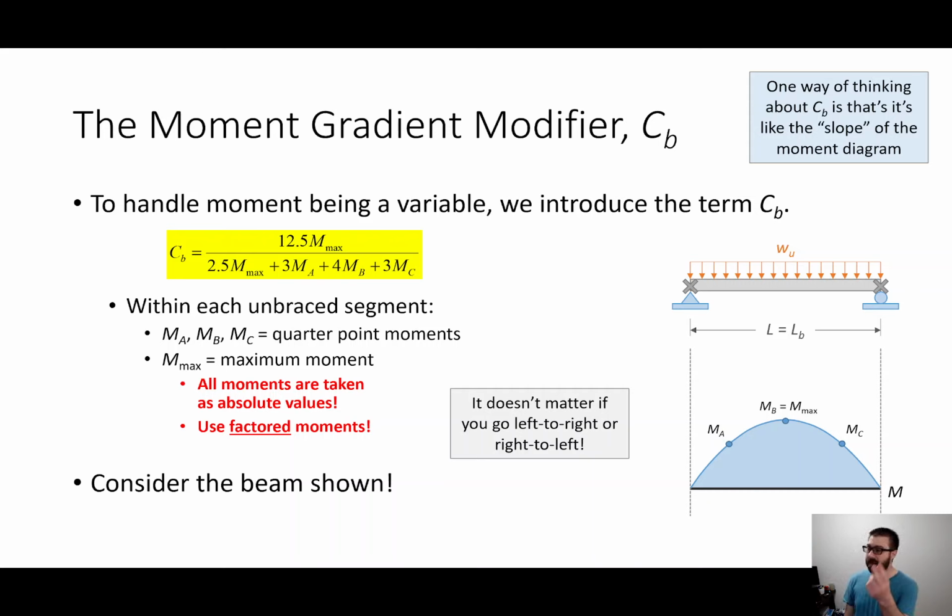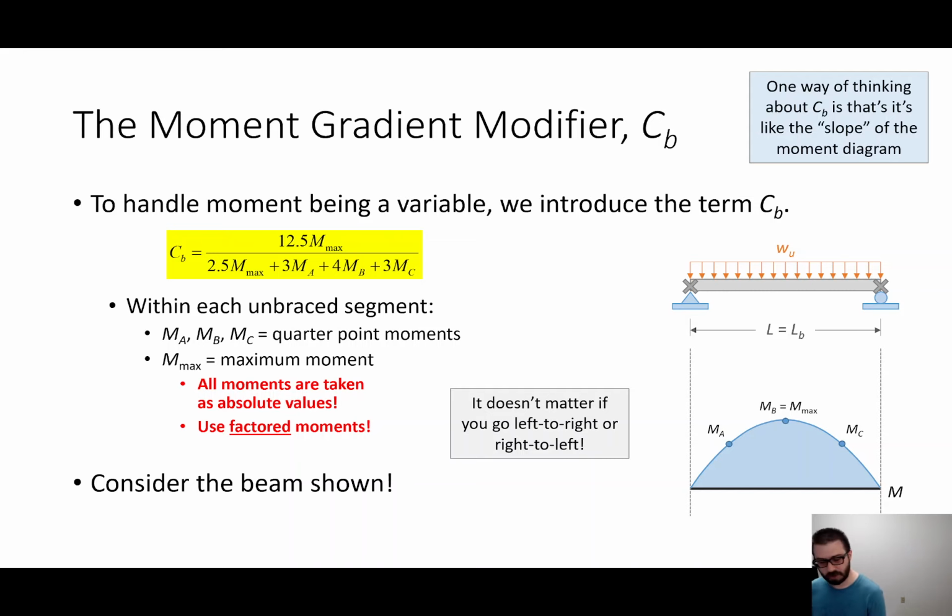Okay. Now, the big thing about these moments is two things. You always use factored moments, so don't use an M dead and an M live. Just use factored loads and factored moments, and all of the moments are taken as absolute values. So the moment diagram can go up and down and up and down. It doesn't matter. Use positive values across the board.